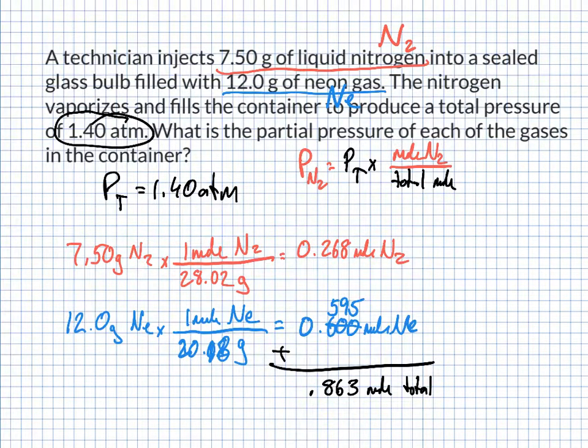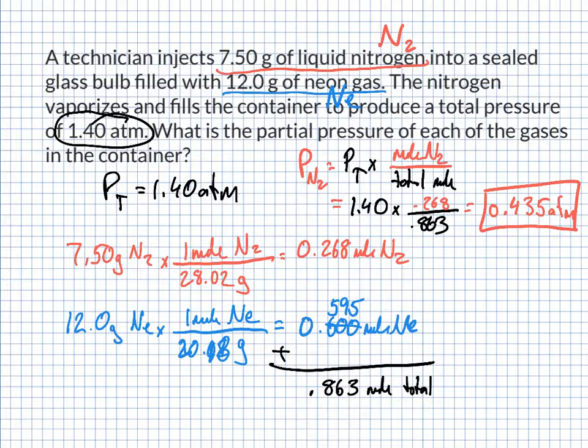So what does that actually look like? Well, it's going to look like 1.40 times 0.268 up here, 0.863 down here, and do that in the calculator. So 1.40 times 0.268 divided by 0.863, stick with 3 sig figs, and I get 0.435 atmospheres. That's my nitrogen.